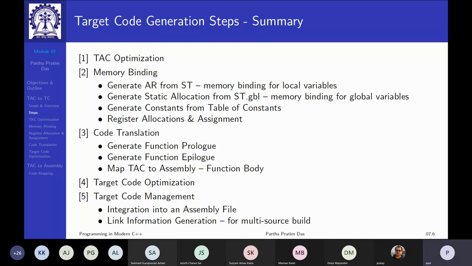And finally, there will be different issues related to the target code management, because this is when finally you are generating the different assembly files for the translation units, and the final external symbol table and link information, which will be necessary for the linker for the multi-source build. So this is the overall process. So till the end of the semester, we expect to cover different aspects of these in different depth.